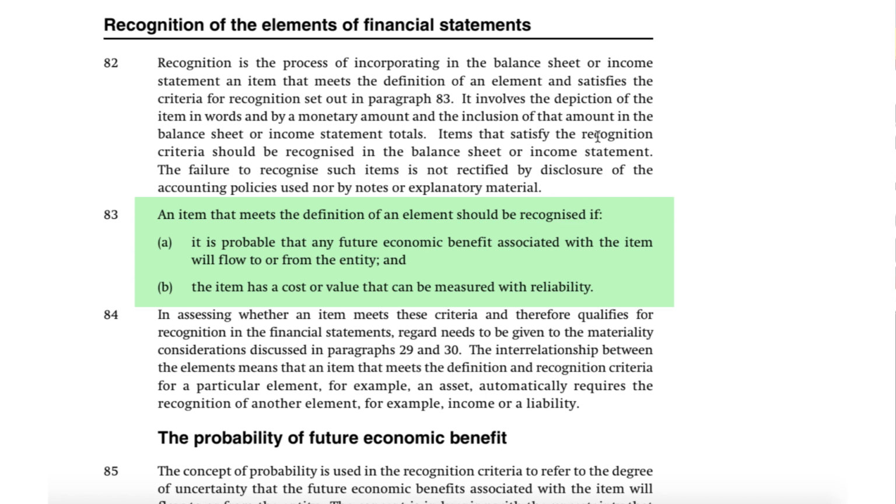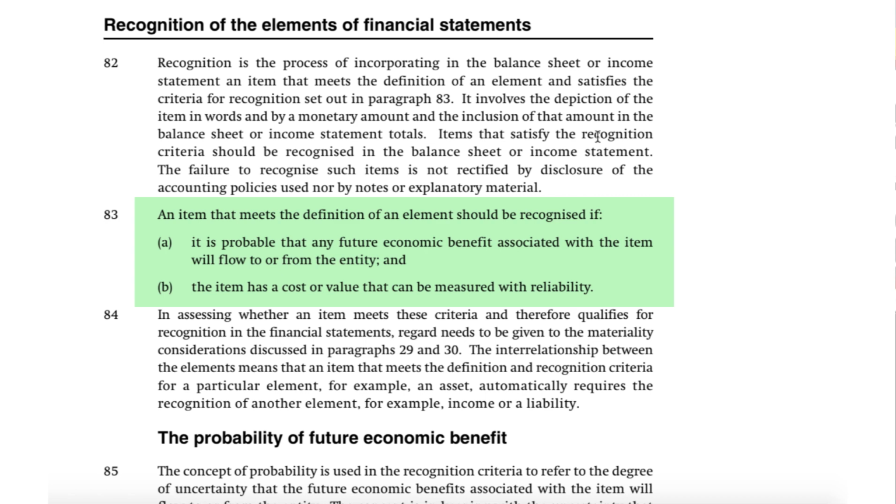Well, I purchased these things to sell them, so I think we got a fair chance that we're going to make money from this. And remember to always check those words there, and or. In this case, it's an and, so both of these requirements must be met. The item has a cost or value that can be measured reliably. Okay, that's a separate question. We're going to move into measurement now. We'll be able to determine whether we can measure that thing reliably. But there's your recognition criteria.